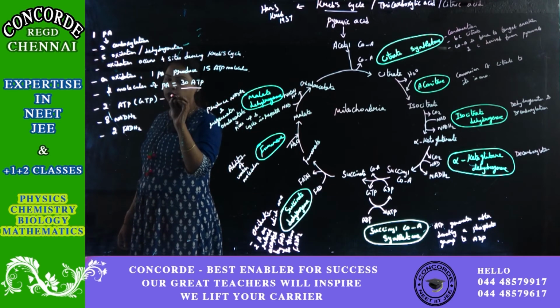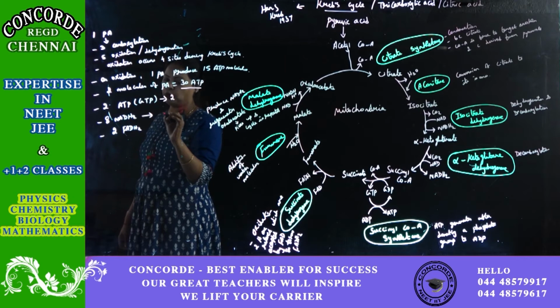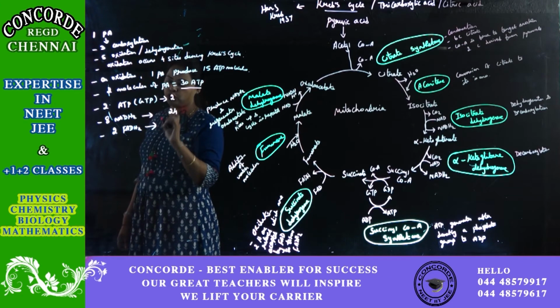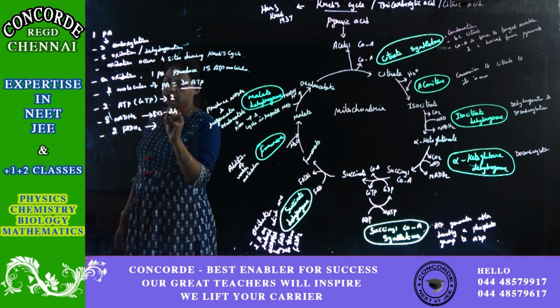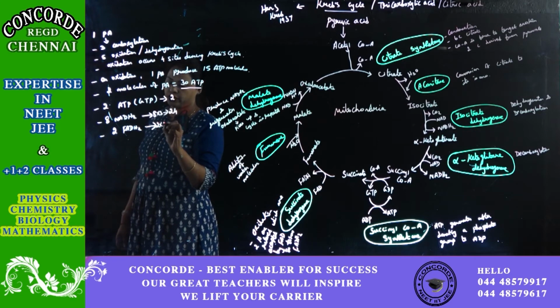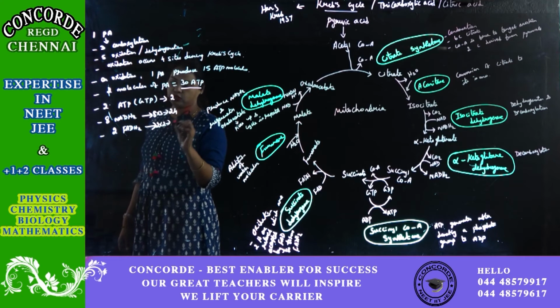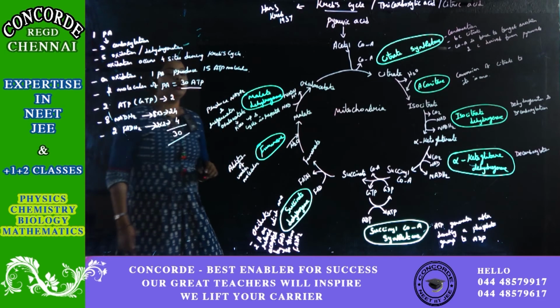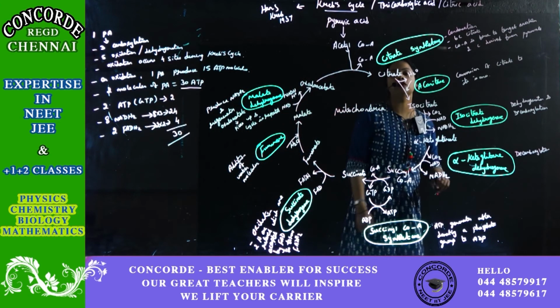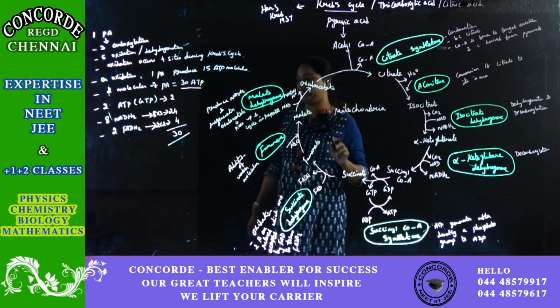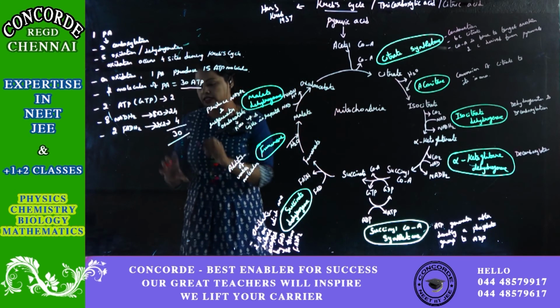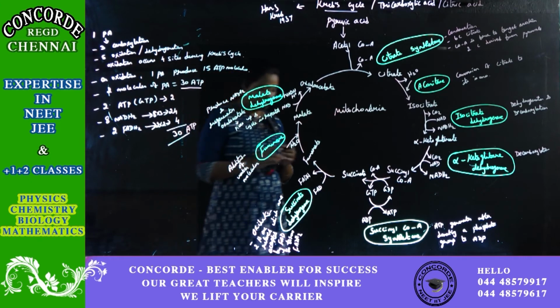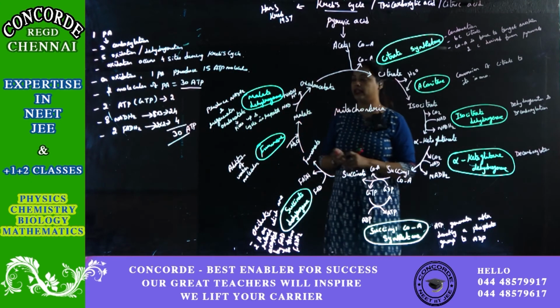As I've already told you, 8 into 3 is 24, and 1 FADH2 is equal to 2 ATP, so 2 into 2 is 4. So 24 plus 4 is 28, and 28 plus 2 is 30. So overall, 2 pyruvic acid will produce 30 ATP molecules in the Krebs cycle. So the end product is 30 ATP molecules produced in the Krebs cycle.